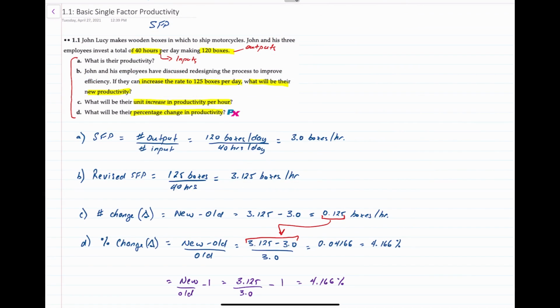So there you have a basic single-factor productivity calculation that determines the starting point for productivity, a revised productivity when you change the production, and then a change in productivity, both in units and the percentage, using 2 different approaches.